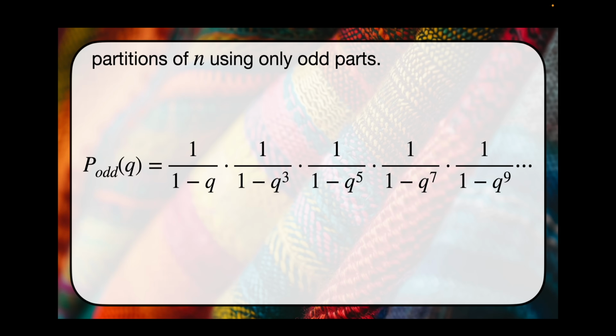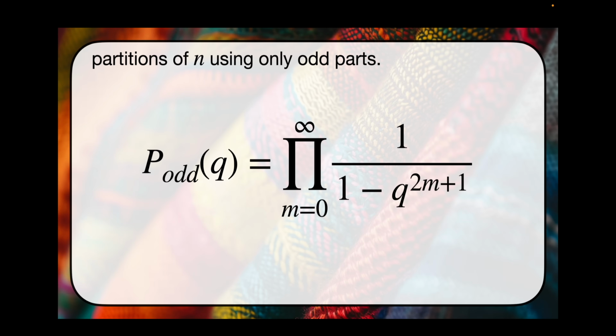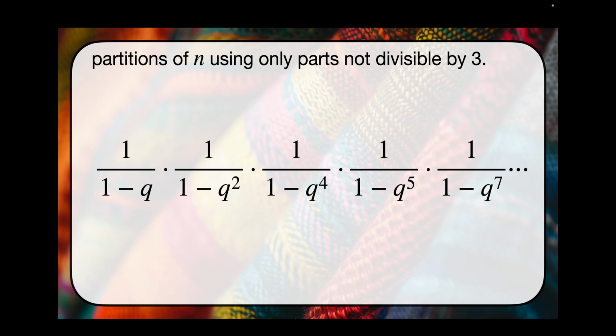And so now we can put this all together and we've got p sub odd of q, the generating function of partitions of n using only odd parts. So it's this product right here. We've got 1 over 1 minus q times 1 over 1 minus q cubed, and so on. Generally, we've got 1 over 1 minus q to an odd power. We can put this all together into a nice package: it's the product as m goes from 0 to infinity of 1 over 1 minus q to the 2m plus 1.